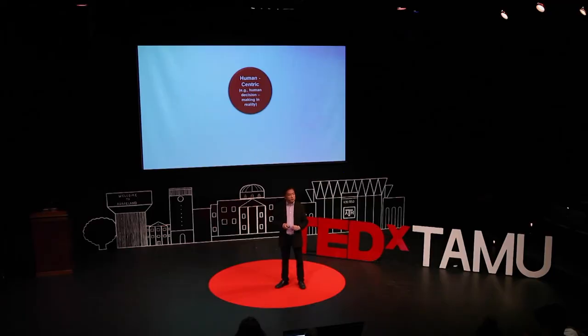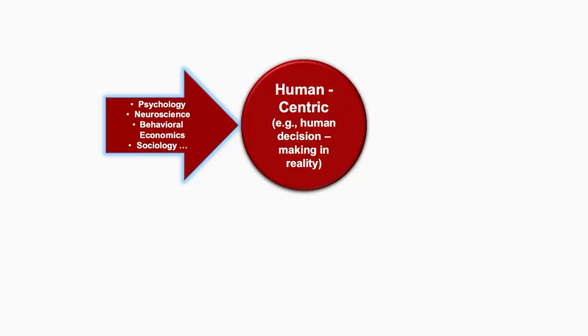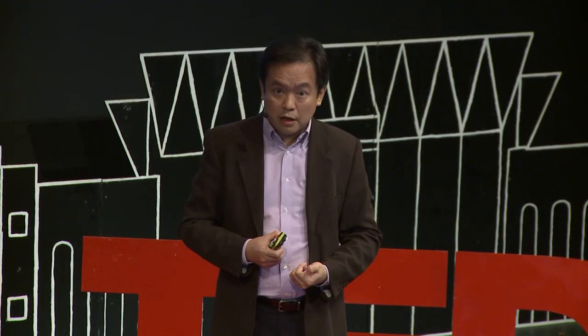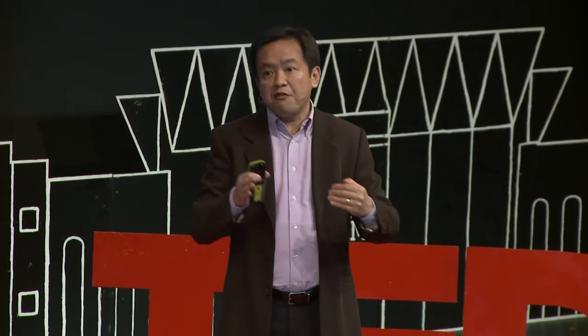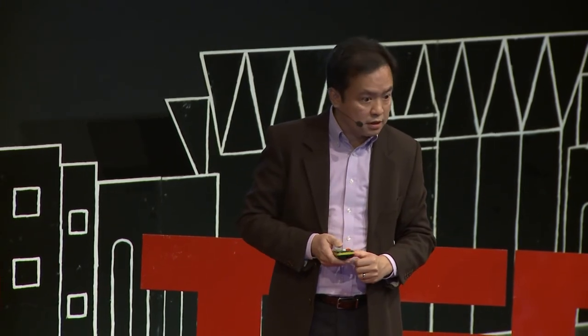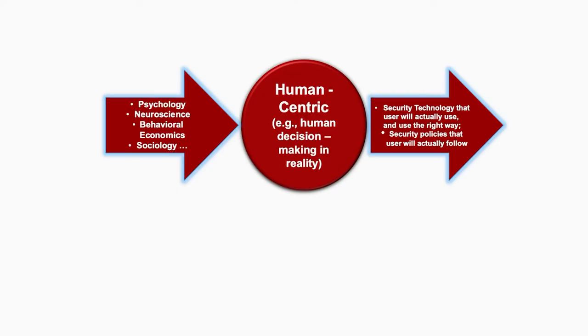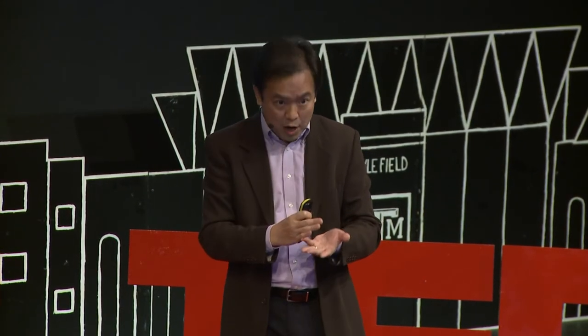And in this wave of information security, the main contributors will come from a whole branch of experts. Psychology, neuroscience, how the brain works, behavioral economics, sociology, all right? All the factors that affect human decision-making play a part in this human-centric information security. And our goal in this new wave will still be to develop technology, technical artifacts, but now we develop technology that normal people like you and me will understand, and be capable and willing to use, and use the right way.